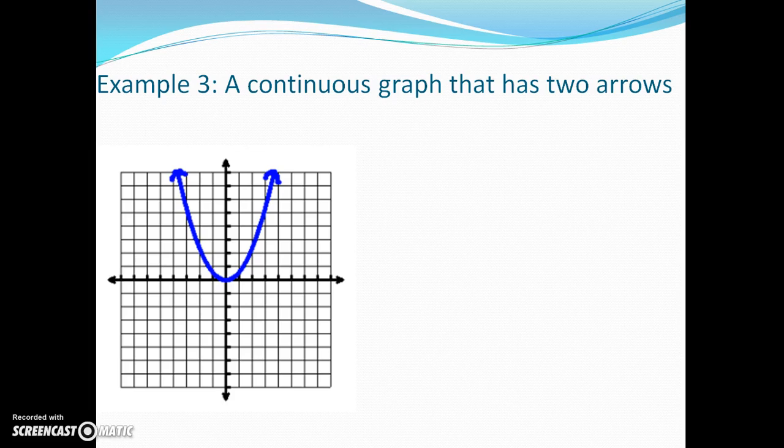Okay, let me see if you guys can do this example on your own. This is an example of a continuous graph that has two arrows. So take a second, pause the video, and just see if you can come up with the domain and range of this function.